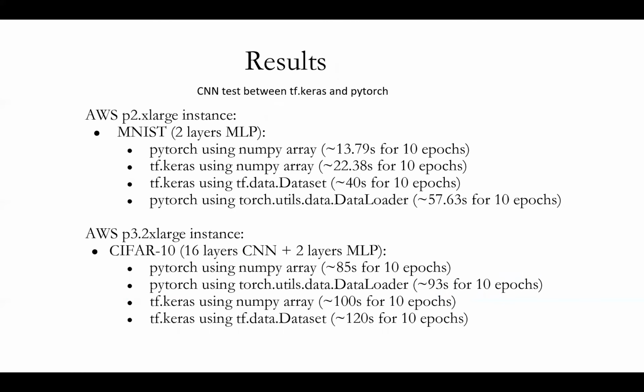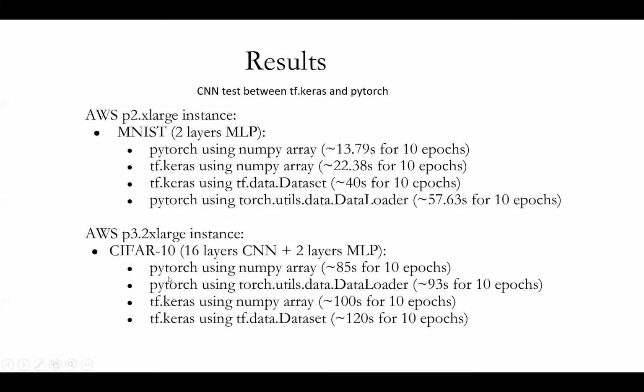Here are the results on our standalone training speed test. For MLP, we use the MNIST dataset. As shown in the result, using a NumPy array is generally faster than using a data loader. I think the reason might be that a NumPy array loads the data into memory the first time, while the data loader is loading data and training simultaneously. So using a NumPy array is definitely faster than using a data loader.